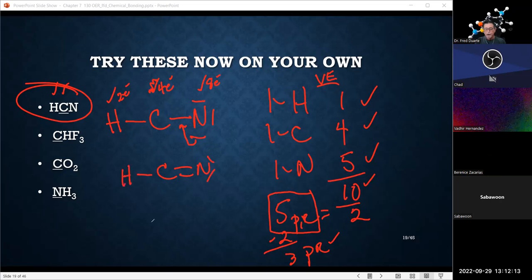So now we go check again. Again, do we have a total of 5? Yes, 1, 2, 3, 4, 5 pair. We're still good on that, okay? Now we go back, check the octet. Nitrogen still maintains the octet, it's good to go. Hydrogen still okay with the duet. Problem now is that carbon has only 6. It picked up 2 electrons, but there's only 6.